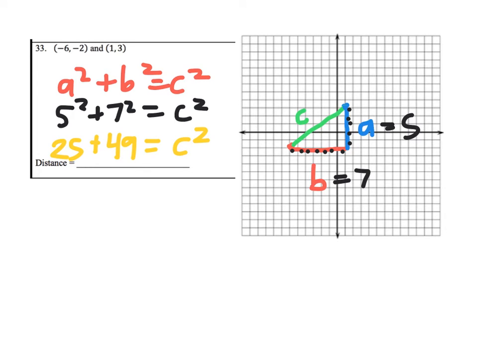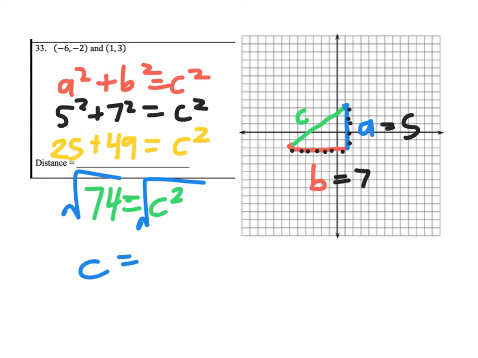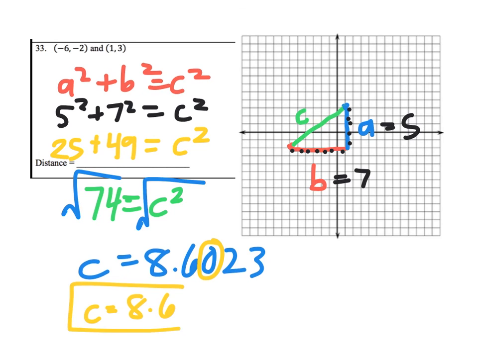Again, at this point, you can type it into your calculator if you don't know what 25 plus 49 is. But if you do that, it should give you 74 equals C squared. That's not a perfect square, so I have to take the square root of both sides. And when I do that, I get C equals the square root of 74, which is 8.6023. Again, this number is below 5, so we're going to say C equals 8.6 as our final answer.